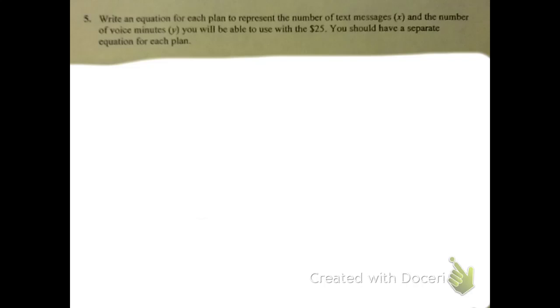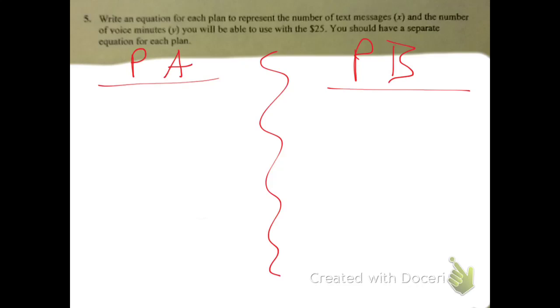Alright, onto the back side of the page. Part 5 says write an equation for each plan to represent the number of text messages x and the number of voice minutes y you'll be able to use with the $25. You should be able to write a separate equation for each plan. Well, we should probably separate our little plot here. So we got plan A and we got plan B, and we're supposed to write equations.